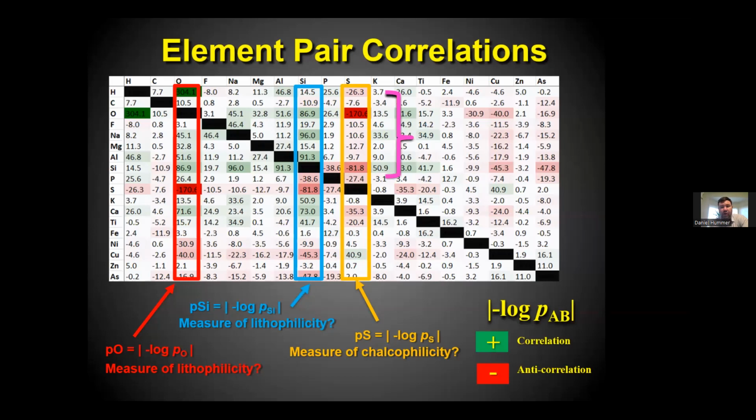Well, this seems to work if you look at the stretches of patterns here. All of these elements that are in the top rows here are indeed positively correlated with oxygen and silicon, but they are negatively correlated with sulfur. So that would certainly seem to indicate that they are strong lithophile elements. A few of the elements down here, nickel, copper, zinc, are positively correlated with sulfur, but negatively correlated with other elements. So they, of course, would be termed chalcophile.